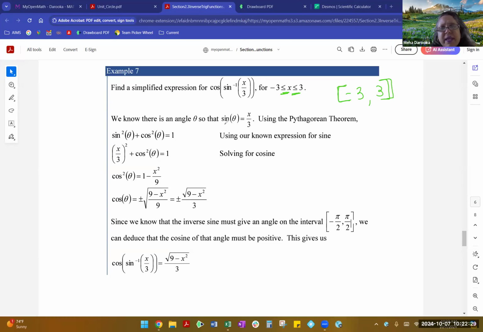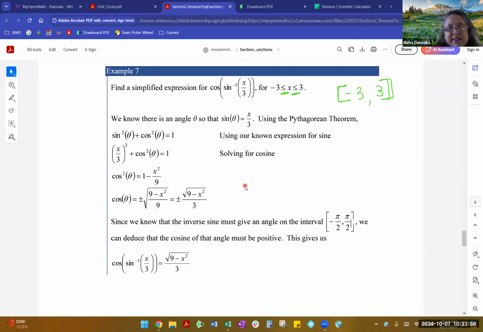All right, so again, we can rewrite that sine inverse of x over 3 as sine of theta equals x over 3. Using that Pythagorean identity, you can see we can replace the sine squared with x over 3 squared plus cosine squared. Go ahead and solve that like we did in the previous examples, and you can see this ends up giving us an expression which is going to look something like this.